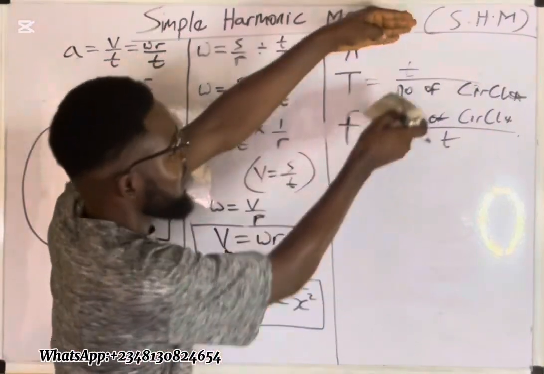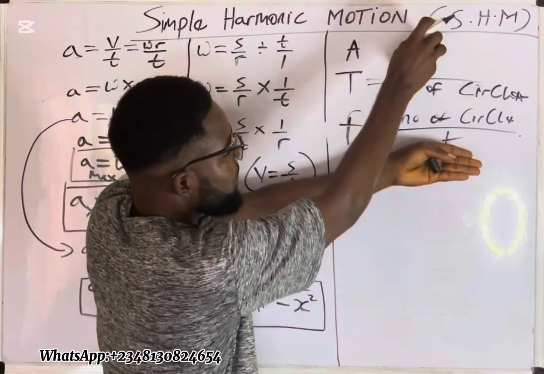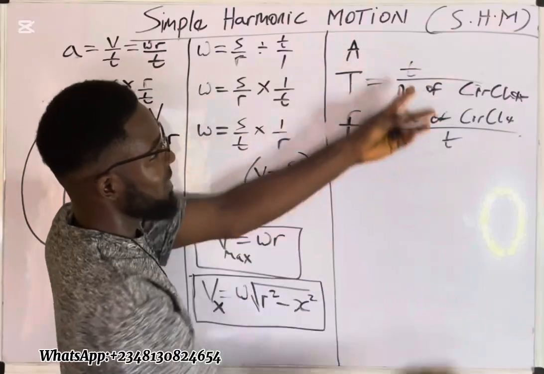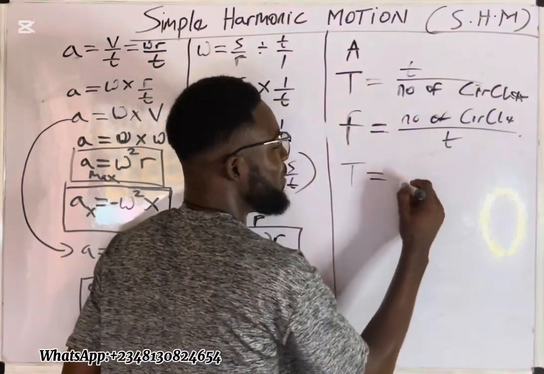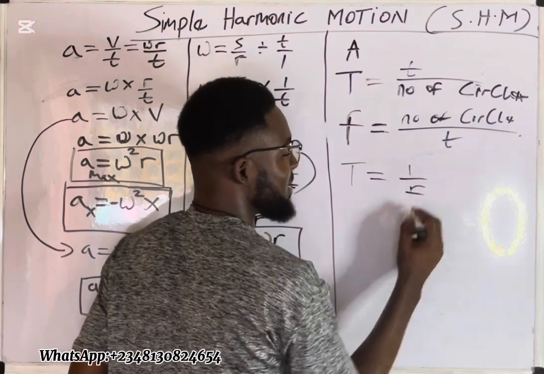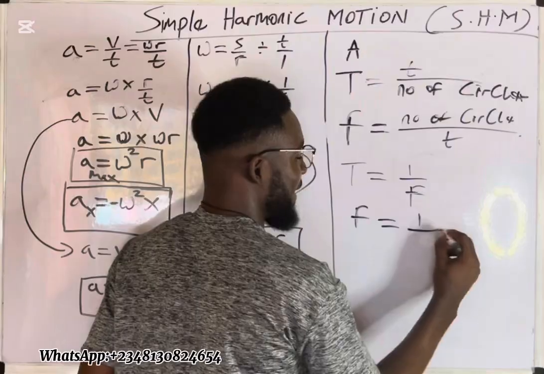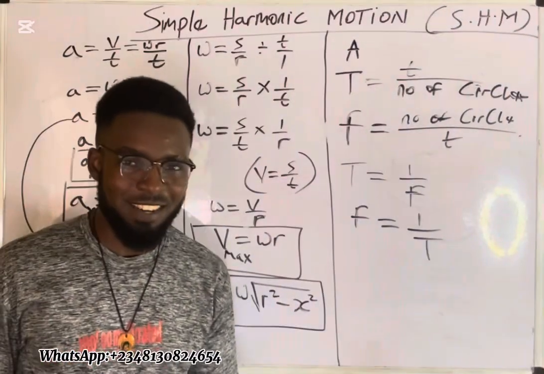If you take the inverse, this is what? Period. If you take the inverse of period, you get what? Frequency. If you take the inverse of frequency, you get what? Period. So therefore, I can say that period is equal to the inverse of what? Frequency. So also, I can say that frequency is the inverse of what? Period. You can see it right there.